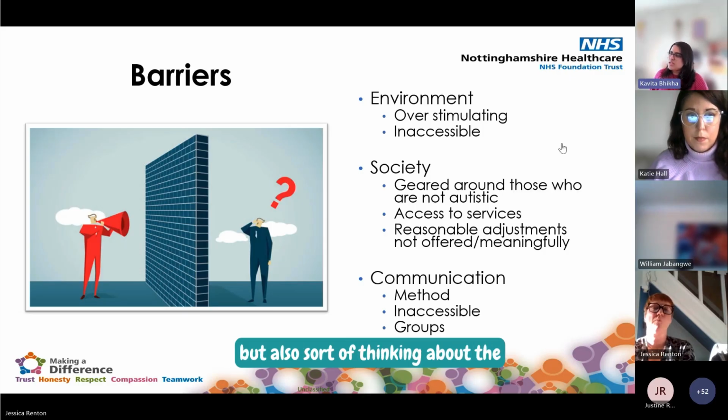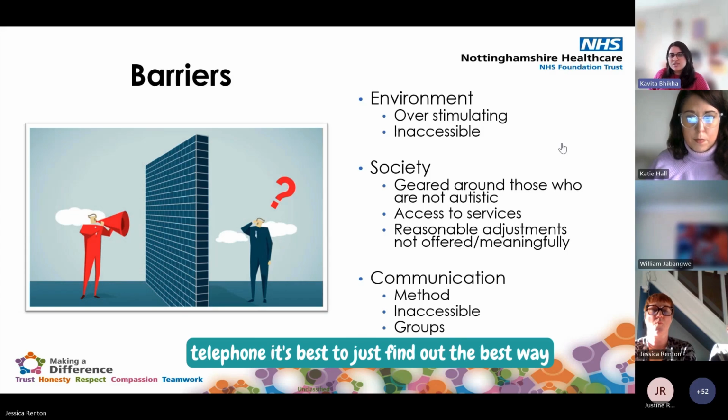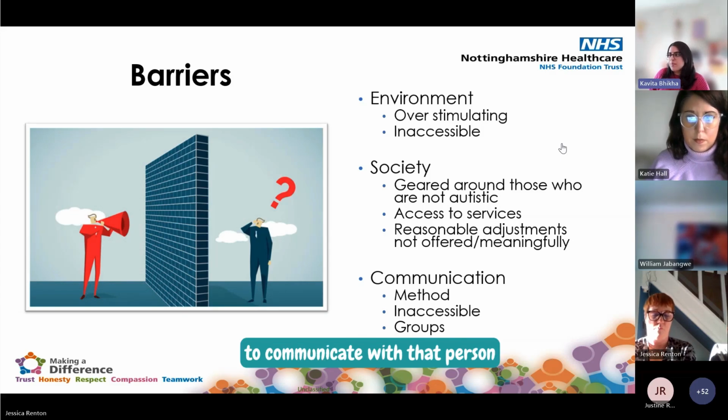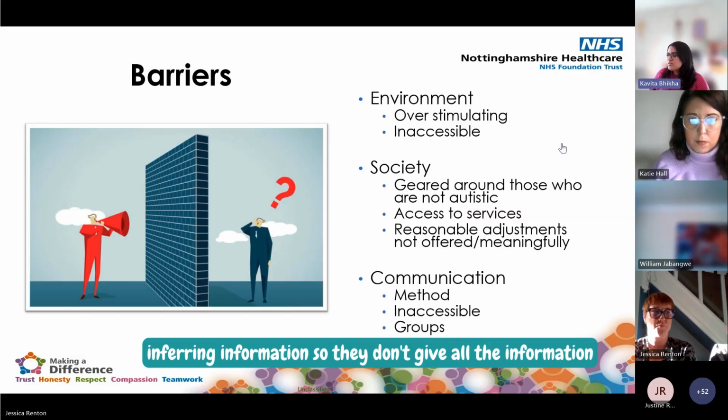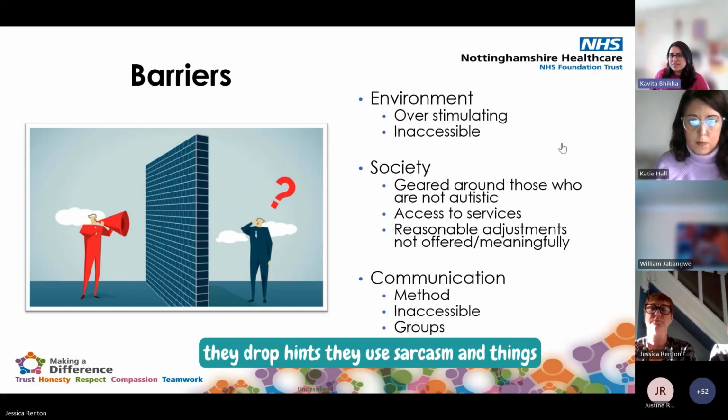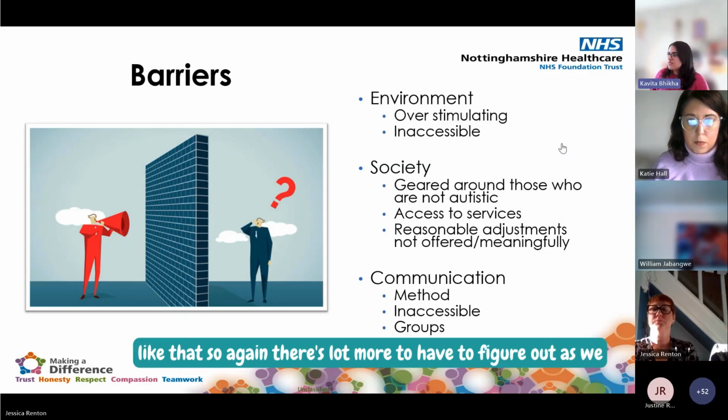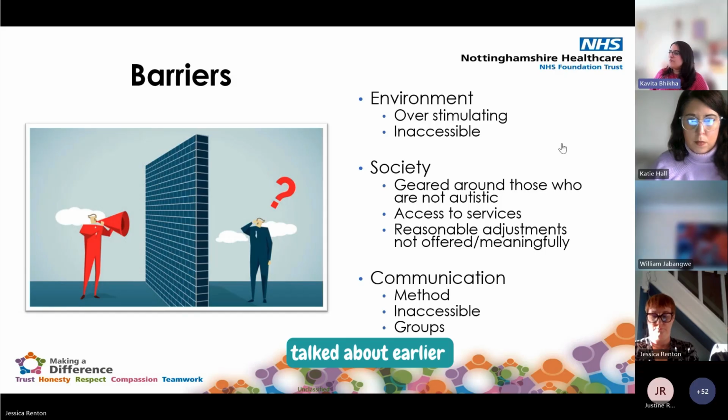And we've talked about communication, but also thinking about the way in which people communicate, whether that might be inaccessible. So if it's verbal or email, telephone, it's best to just find out the best way to communicate with that person. Often people can have a reliance on inferring information, so they don't give all the information, they drop hints, they use sarcasm and things like that. So again, there's a lot more to have to figure out, as we talked about earlier.